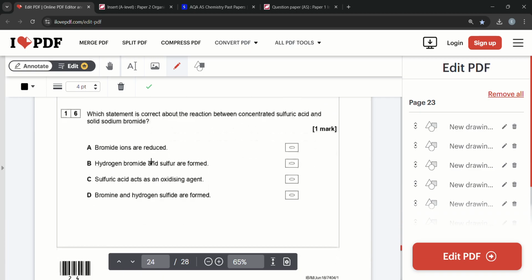Which statement is correct about the reaction between concentrated sulfuric acid and solid sodium bromide? You do need to know this equation again, and I'm going to write down the equation, and then you guys can see how we can use it to answer this question. So what topic is this? It's group 7 in year 1. So between concentrated sulfuric acid and solid sodium bromide.